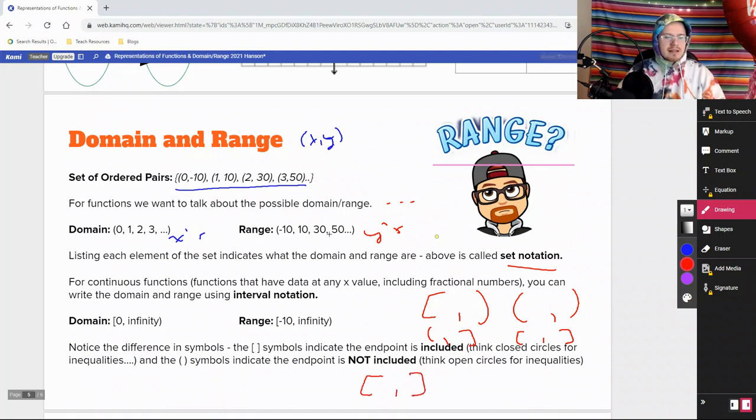that means that the endpoint's included. So think about a closed circle in inequalities. We're saying that we do touch that number, that it is included in the data set. And when you use this, it's a soft bracket. It means that that's not included. So if you look at the domain in this situation, we start at 0 because 0 is the least value of X, and it can go all the way to infinity.